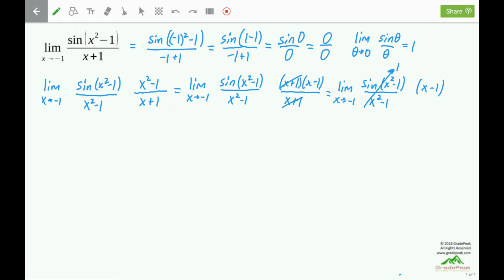We know because of the identity that's a 1, and we can plug a -1 in for any remaining x's, and we'll have 1 times -1 minus 1. -1 minus 1 is -2. 1 times -2 is a -2.